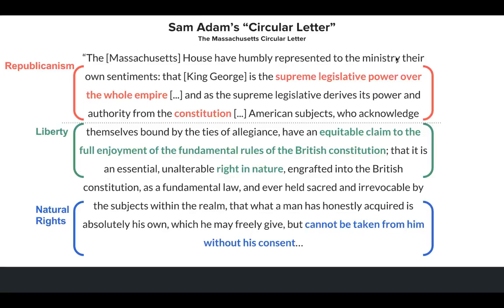And so Sam Adams very strategically introduces the circular letter by saying, the Massachusetts House understands that King George is in power, and we want him to remain in power. It's not a question of that. We want him to be there because the Constitution says so. But the Constitution also says that we deserve specific natural rights. And one of those is liberty, and the other one is property.